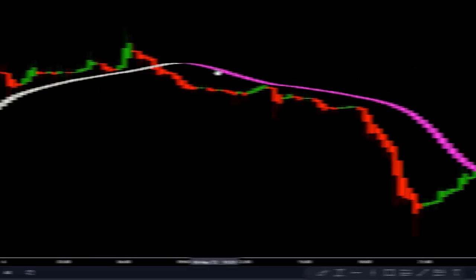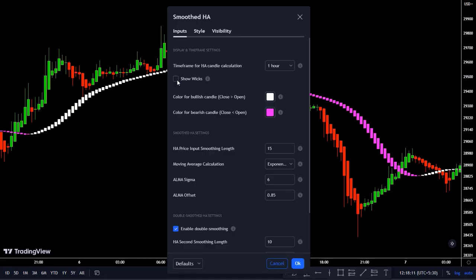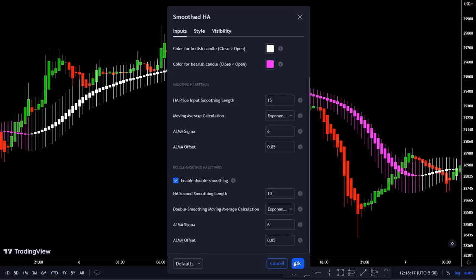Okay, we're currently on the 15 minutes time frame. Let's enable the smooth Heiken Ashi wicks and show you a couple more examples of how we can use the indicator for trade entries.